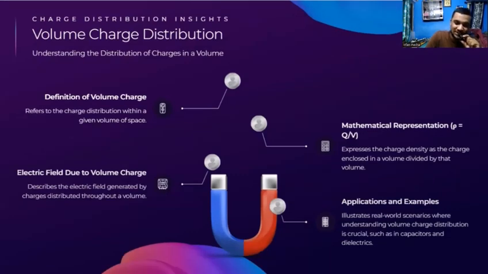Going on to the volume charge distribution. So, what do we mean by volume charge? We've got the line charge, we've got the sheet charge. Now, coming to the next one, which is the volume charge distribution, understanding the distribution of charges in volume. The definition of volume charge is that it refers to the charge distribution within a given volume of space, right? For example, we're given a volume of 2 liters of space, and the charge experienced by this volume is called the volume charge. Very simple to understand, is what I feel.